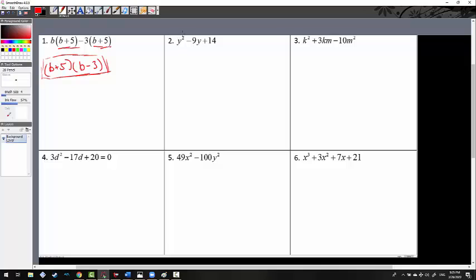Number 2, the coefficient in front of the y squared is positive 1, so I'm going to go ahead and just kind of go for it.